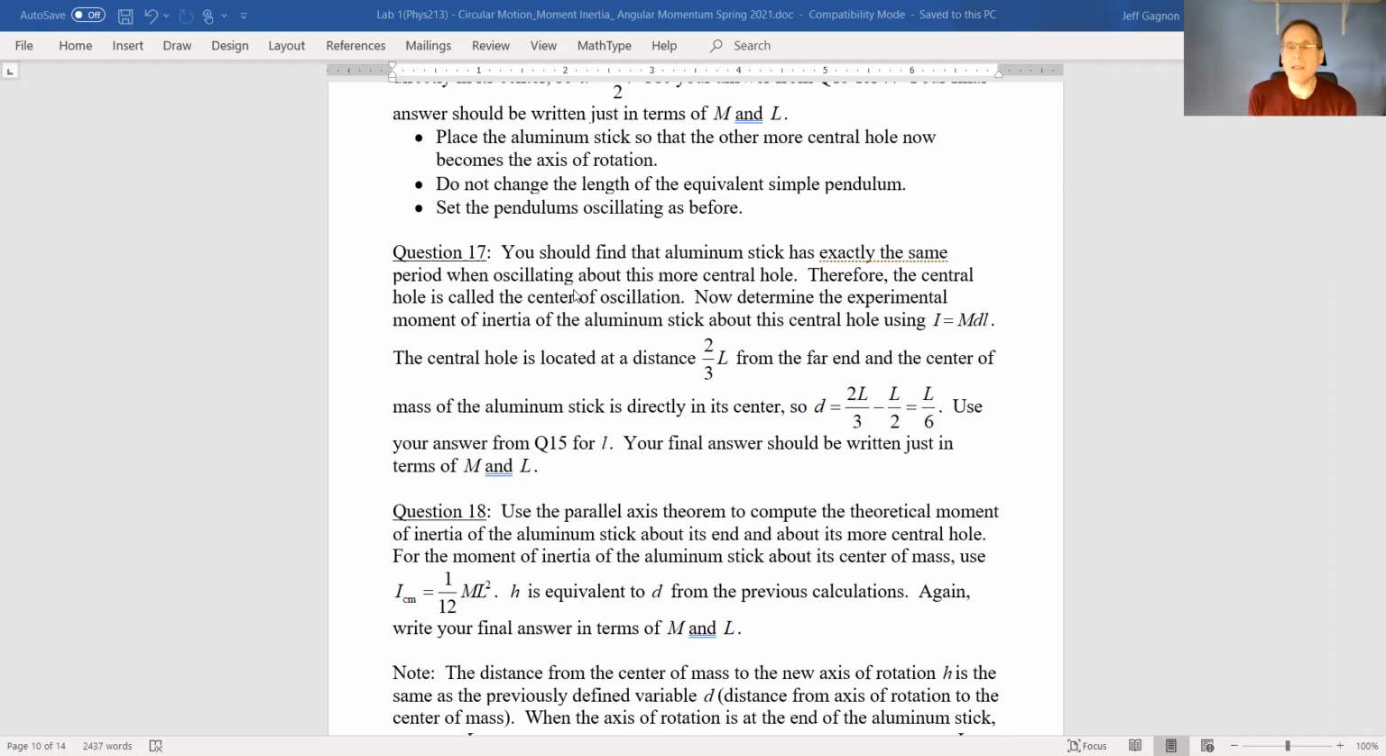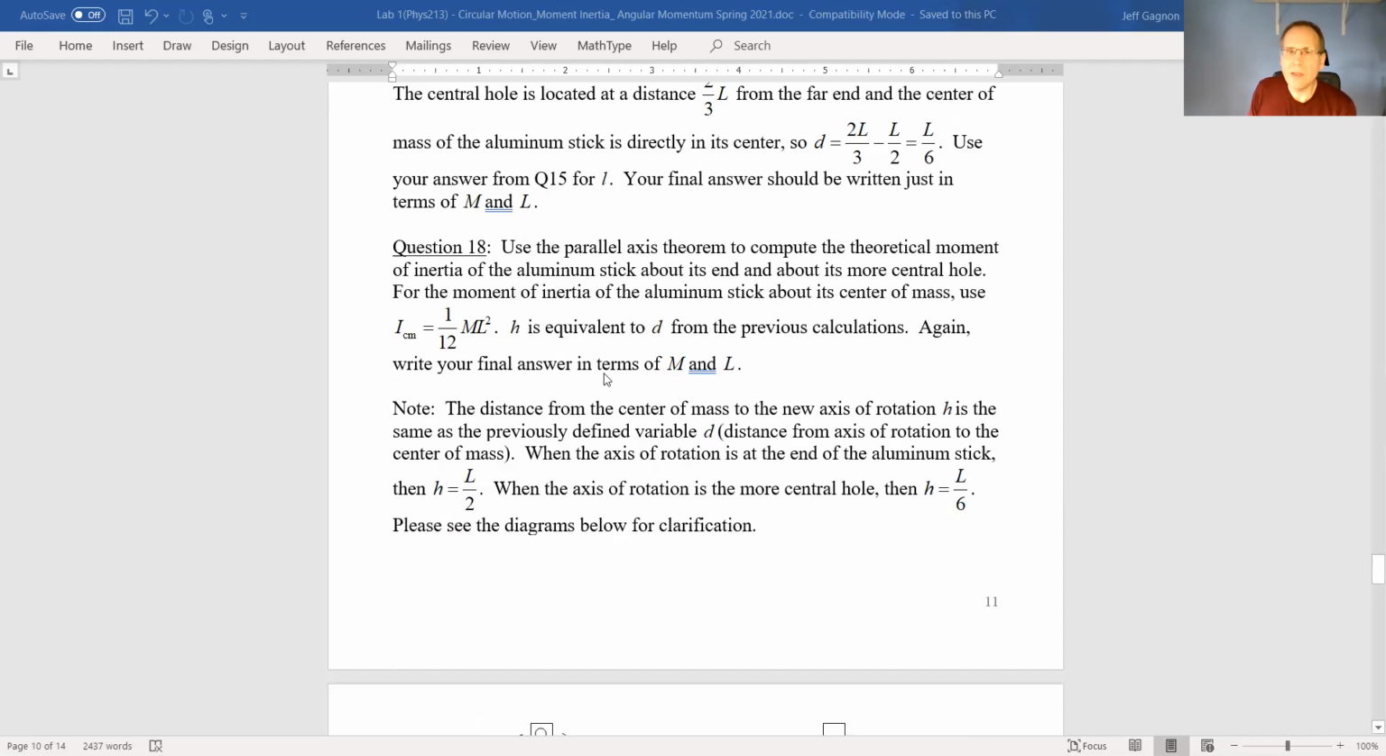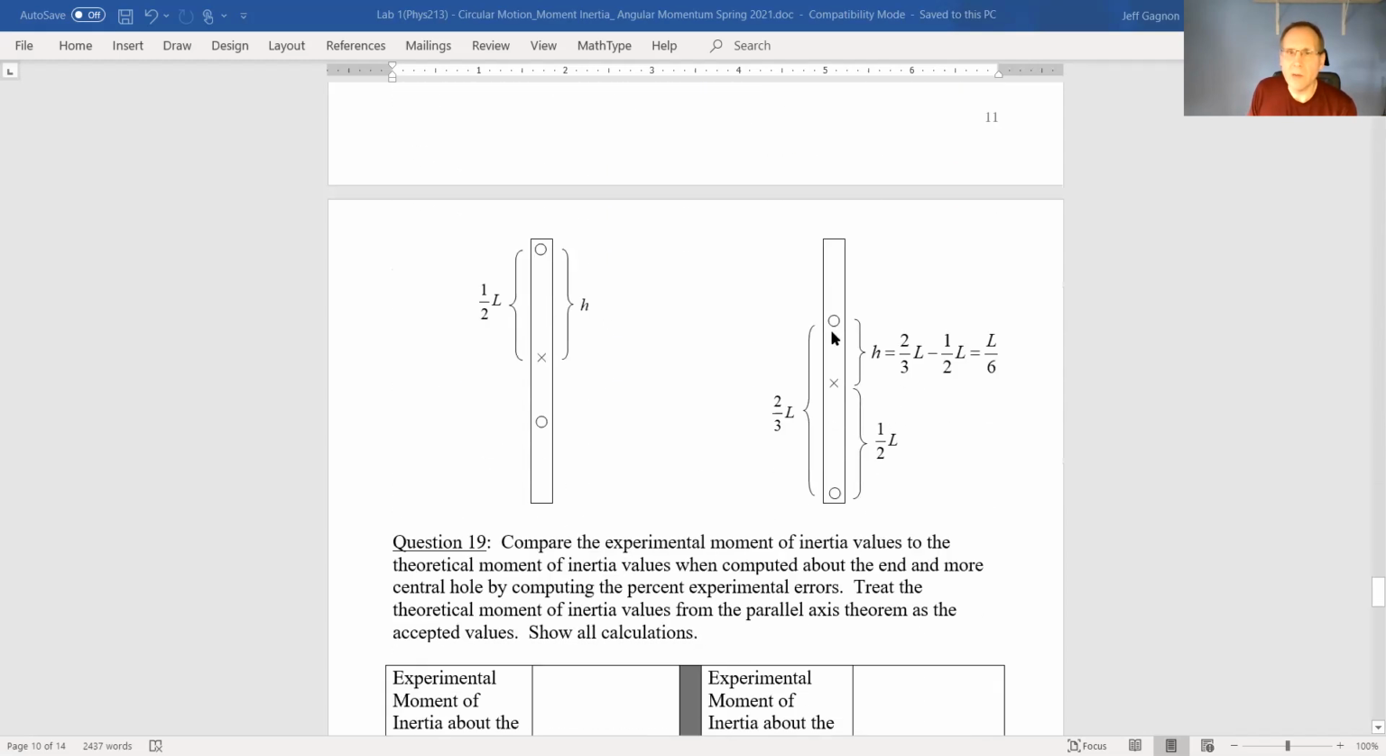So now we want to determine the experimental moment of inertia about the more central hole using the same equation, M D l. The M is just capital M. D now is going to be different, because remember, D is the distance from the axis of rotation to the center of mass. So that would be this distance right here. It's called H in the other example, but this is D right now. This is also D.